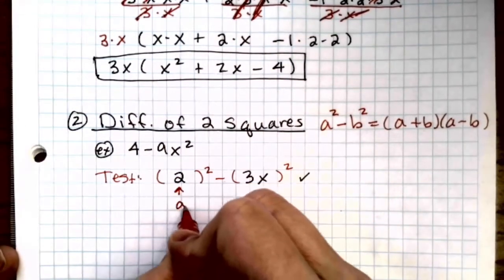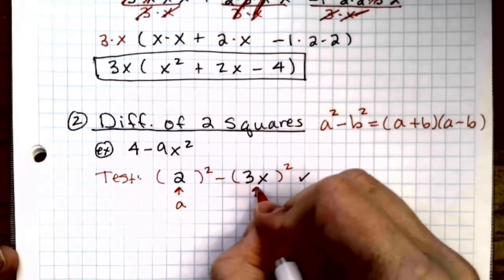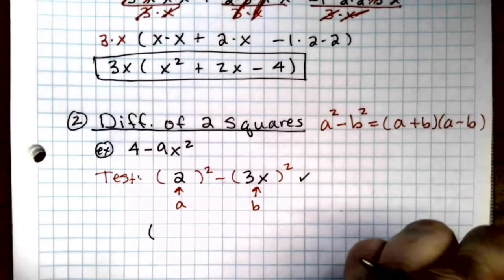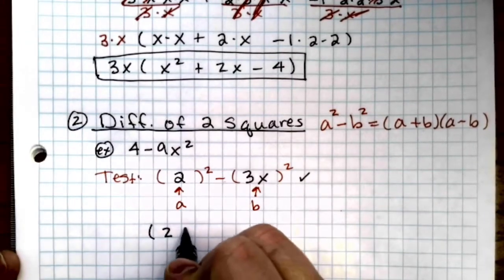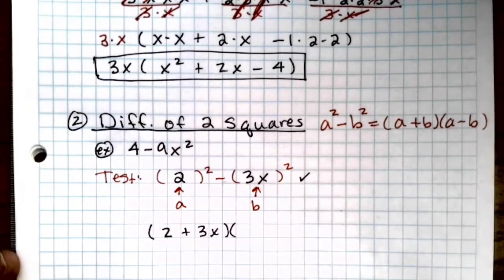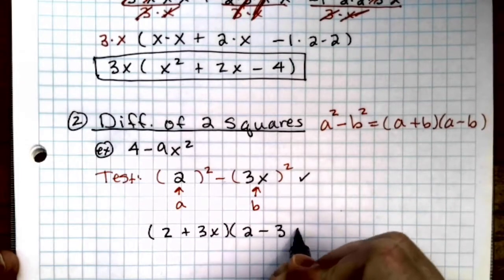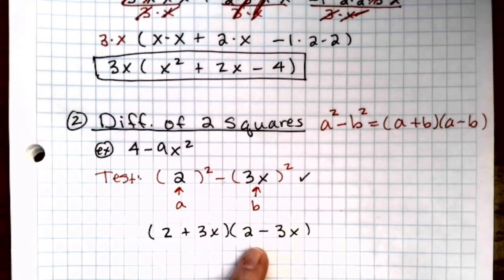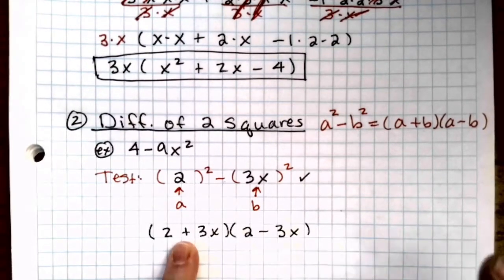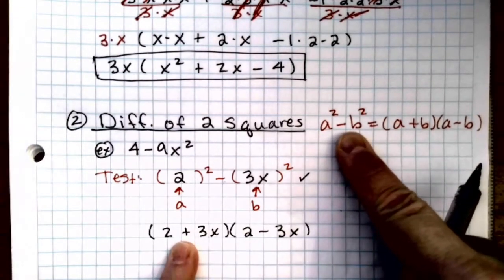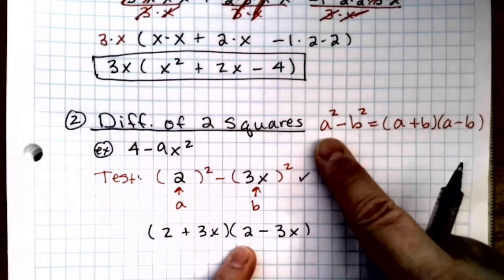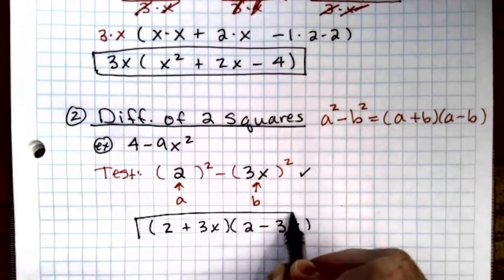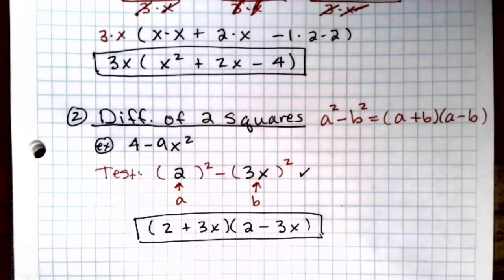So our a term is 2. Our b term is 3x. So following the pattern, this is going to factor into a plus b, 2 plus 3x, and a minus b, 2 minus 3x. You always double check for expansion, but this doesn't expand because this one has a plus in it, so that doesn't meet the pattern. This one has the minus, but 2 isn't a perfect square. And that would be your factored answer.